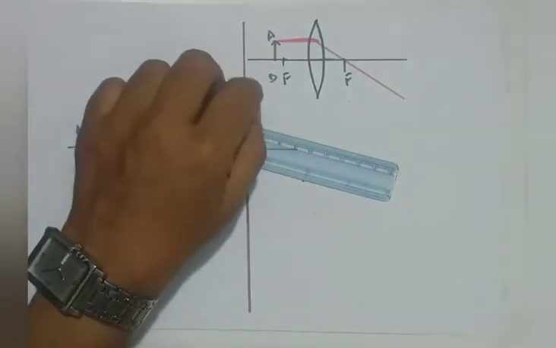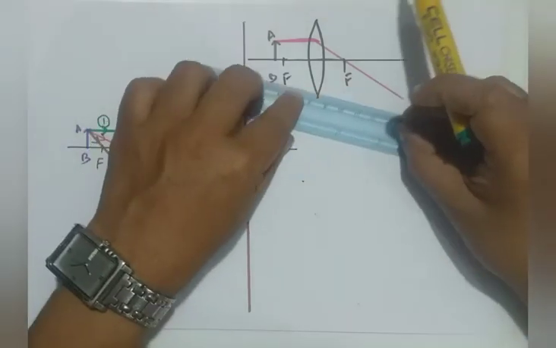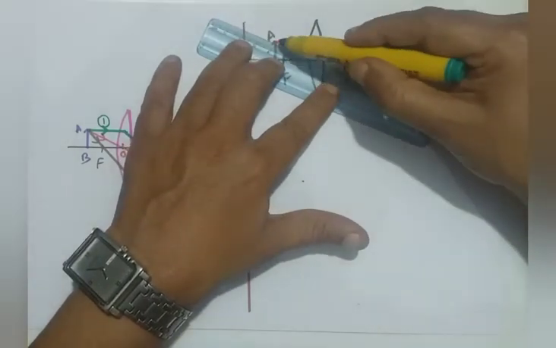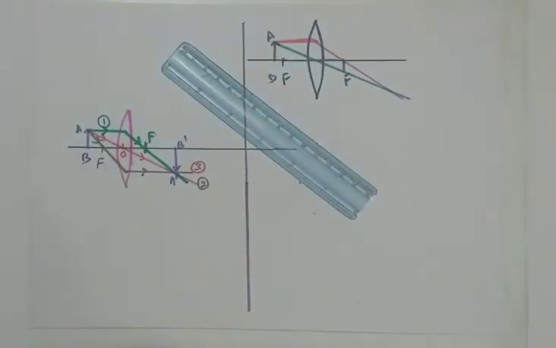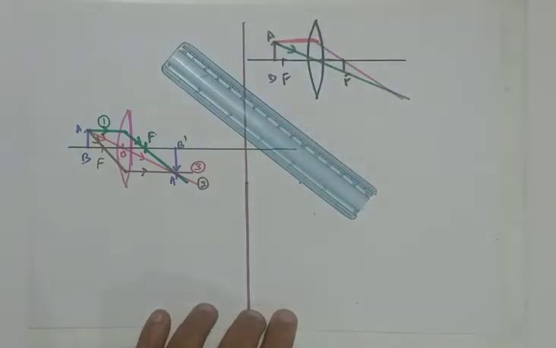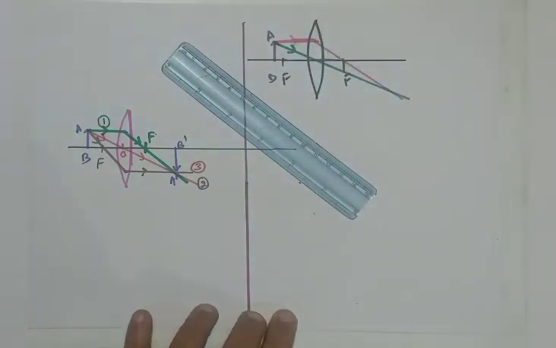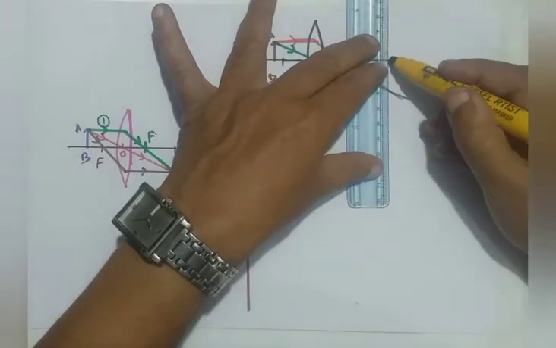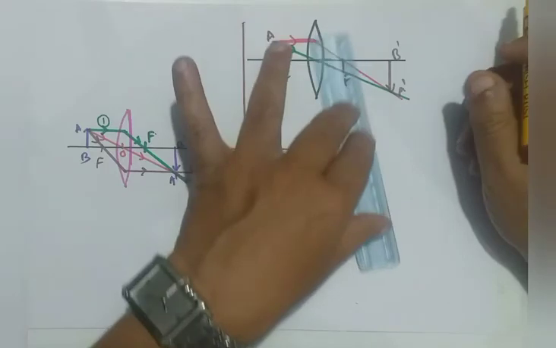Now another light ray I take passes through the optic center straight away like this. Say this is the optic center. These two are enough for us to go for the derivation, and we write the arrow mark here and we write the image of the object at this point. It's an inverted image. Say A dash B dash.